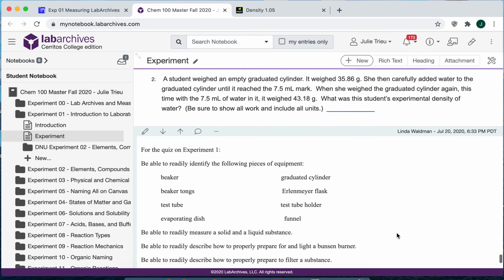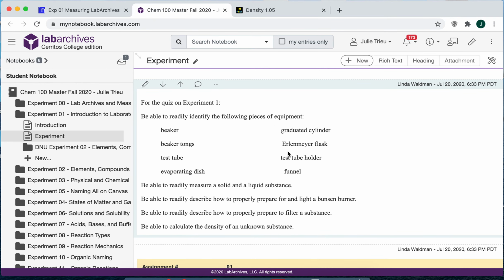Alright, at the end, make sure you recap what you have just learned. You need to be able to identify what a beaker looks like from watching the first video, what the beaker tongs are, what the test tubes look like, what the evaporating dish is. You're going to see the pictures on your lab quiz and you need to know their identities. What is the graduated cylinder, Erlenmeyer flask, test tube holder, and funnel.